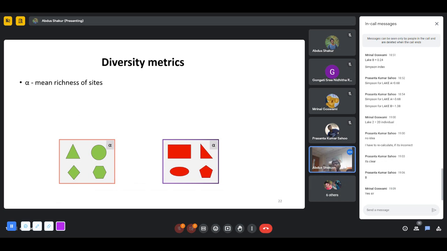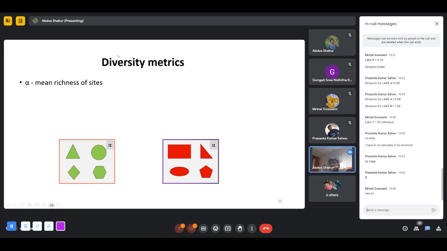Okay, you could understand till here, right? So now I will go into the diversity matrix. There are different diversity matrices that are used. Some of the very basic matrices are what we will do today.